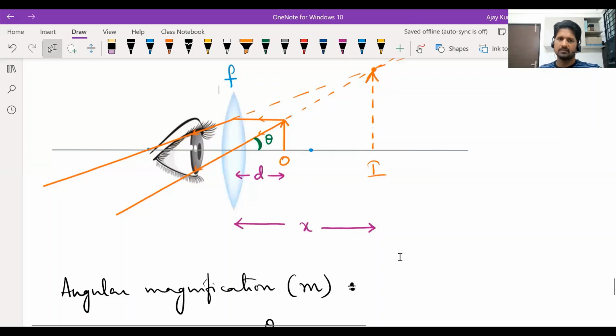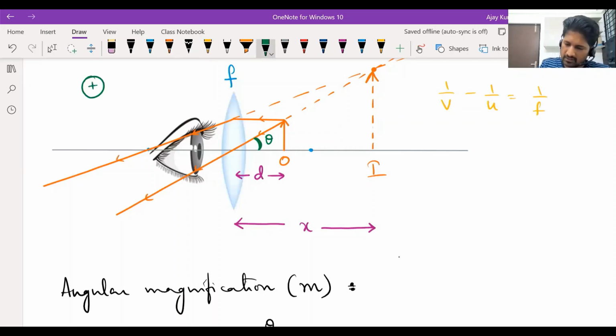Fine. Let's apply the lens formula. Lens formula is 1 by v minus 1 by u equal to 1 by f, right? Here, rays are going to the left side. Then anything on the left will be considered positive. Any distance on the right of the lens should be considered negative. So object distance and image distance should both be taken negative. That's fine. We'll do that.